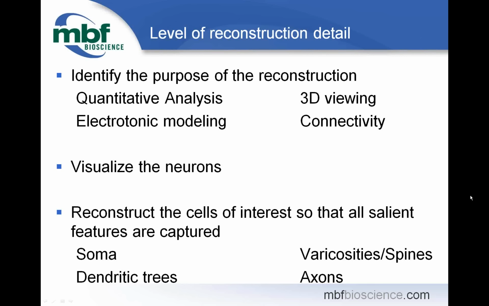Can you see the soma in the data that you're providing? And do you need that information? If you're working with a method that stains multiple cells, you'll need to select the cells to reconstruct and disambiguate processes from neighboring cells.